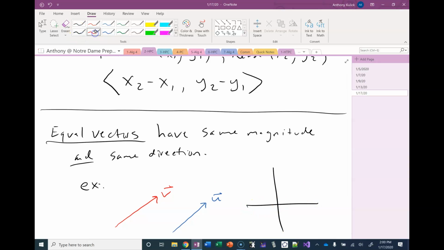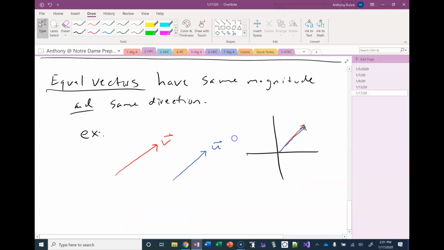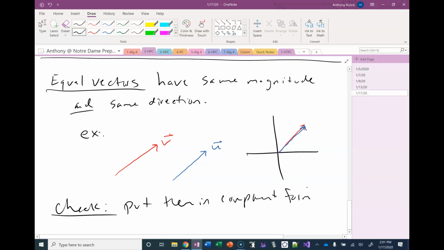If I take both of these vectors and put them into component form, what are they going to be? They'd be the exact same vector, right? There's no way if I go over and up the same amount that they'd be anything other than the same vector, right? So one way to check for equal vectors is to put them in component form. And if they have the same component form, then they're the same vector.